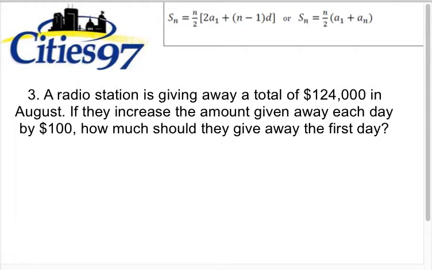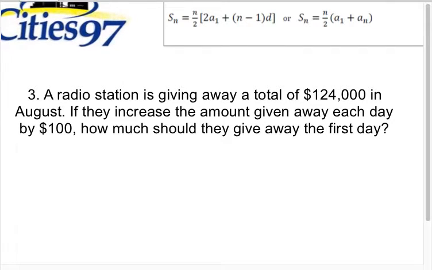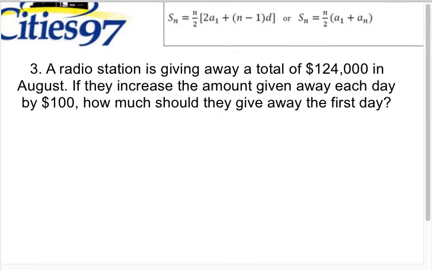The radio station is giving away a total of $124,000. In August, if they increase the amount given away each day by $100, how much should they give away the first day? Okay. Well, this is how much money they're giving away altogether. So in August, we'll start out with n equals 31 again. I think August has 31 days in it.